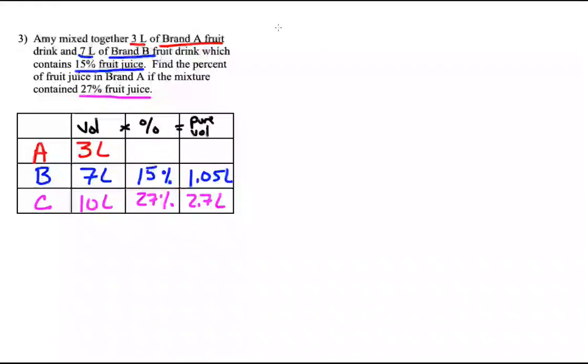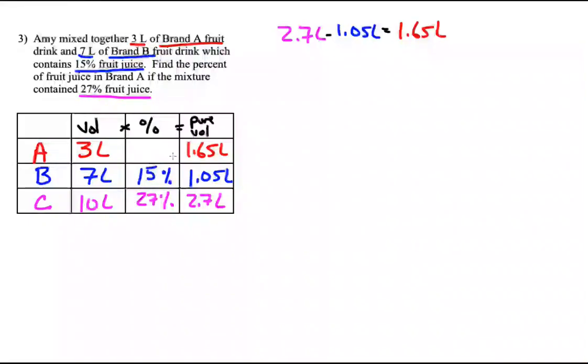And if we take 2.7 liters and subtract out the 1.05 liters of brand B, that means that from brand A we're going to need to get 1.65 liters of pure juice. So that is 1.65 liters.